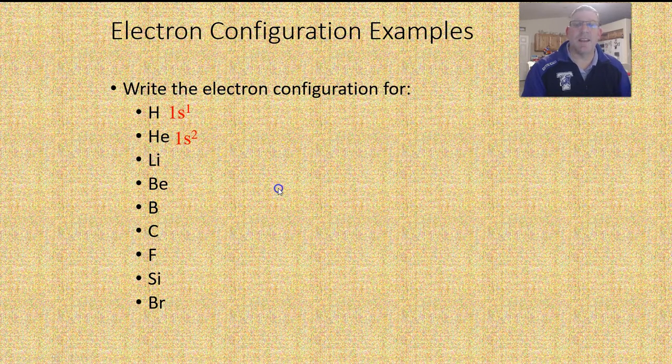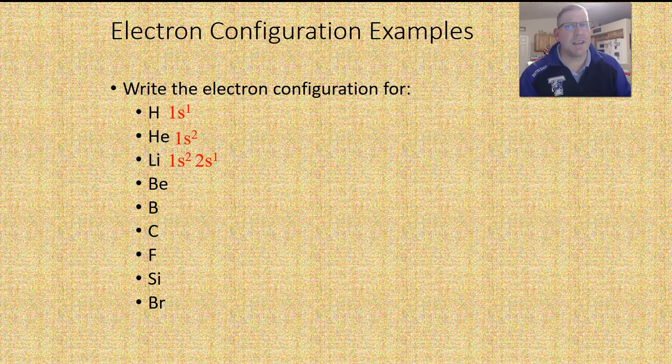Lithium: the first 2 electrons go as close to the nucleus as they can, so it goes to the 1st energy level, S sublevel, with 2 electrons. And then the next electron, the 3rd electron, is pushed out to the 2nd energy level, S sublevel. As we continue, 1 electron at a time, going upwards and upwards.